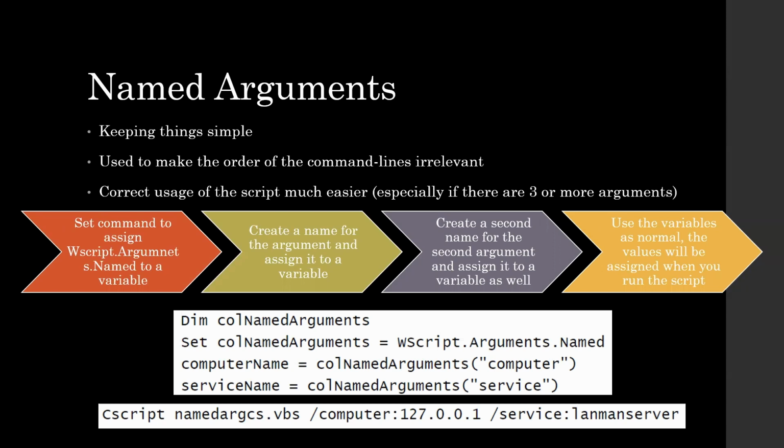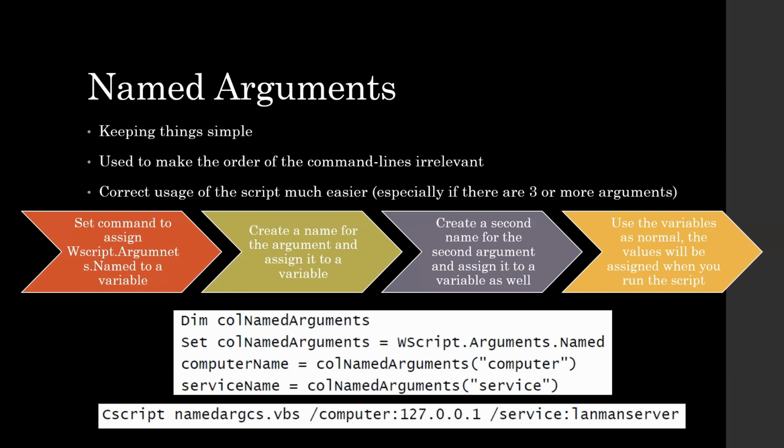First we're going to set a command to assign the Arguments.Named to a variable. Then we're going to create a name for the argument and assign it to that variable, create a second name for the argument, and just keep going on like that. Then we use those variables just as we would any other normal variable, and the values are going to be assigned to them when the script is run.